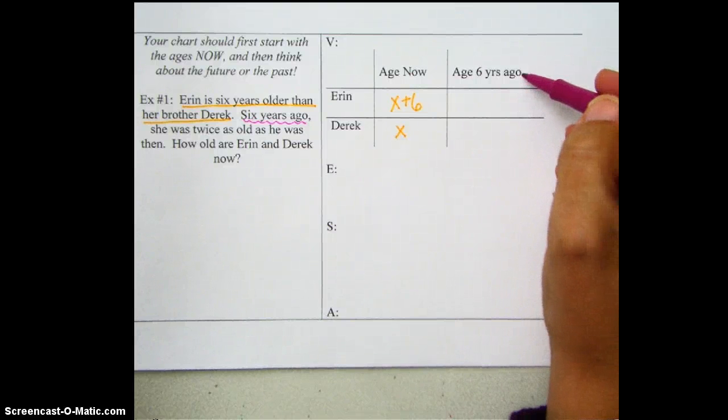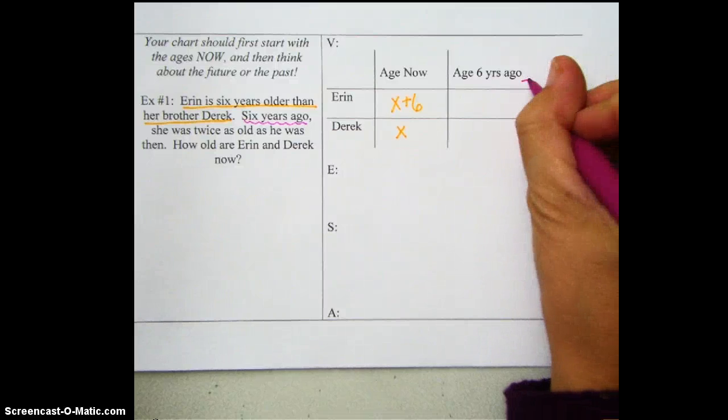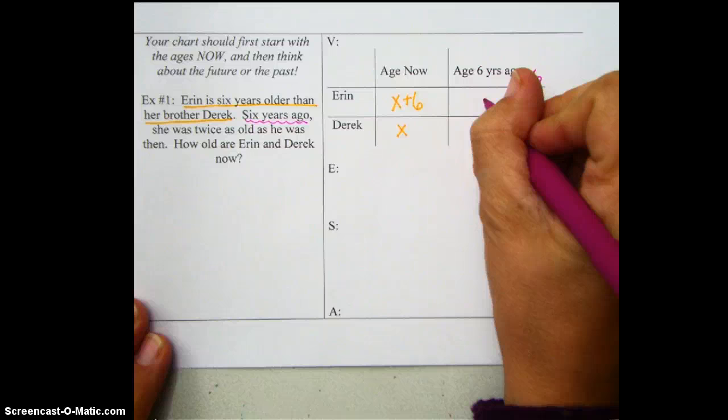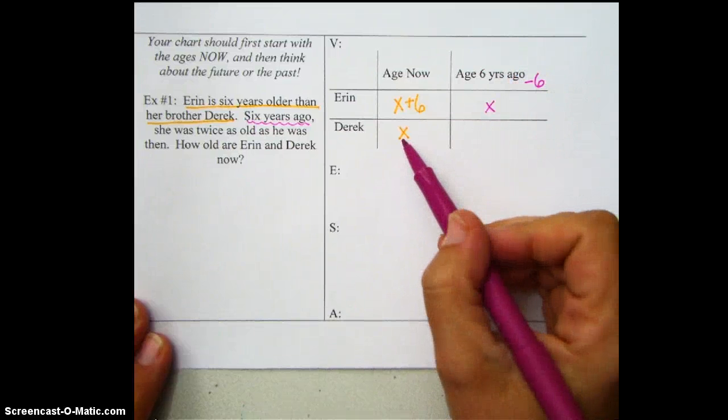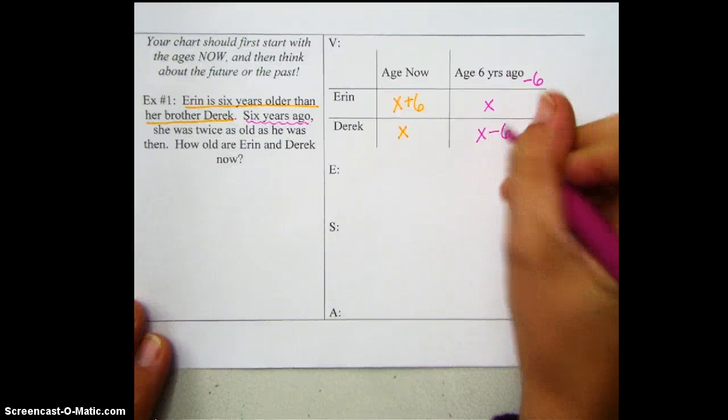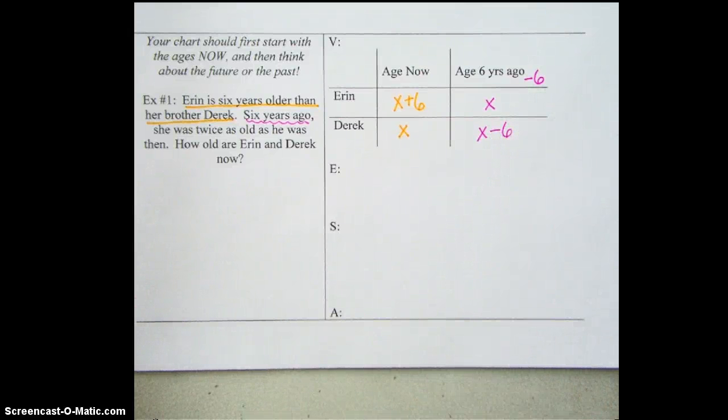6 years ago means in the past, or minus 6. If we take 6 years off of Erin's age, she becomes X. If we subtract 6 years off of Derek's age, we get X minus 6. The twice as old as he was then does not belong inside your chart. It's going to be used for your equation.